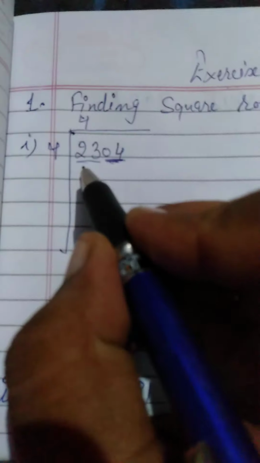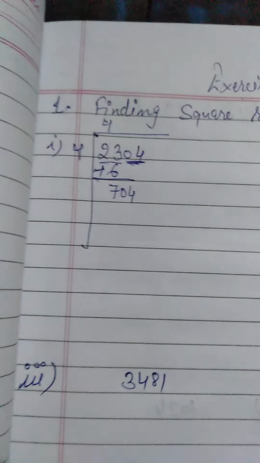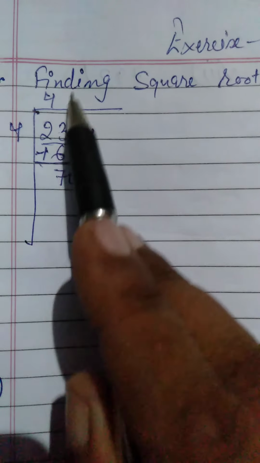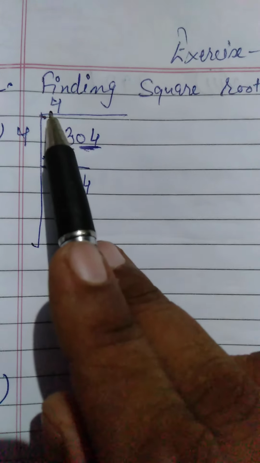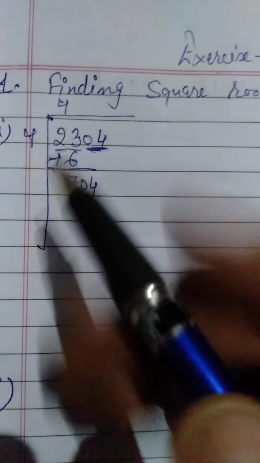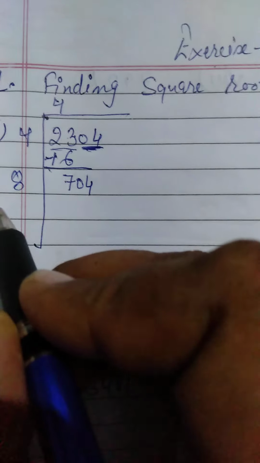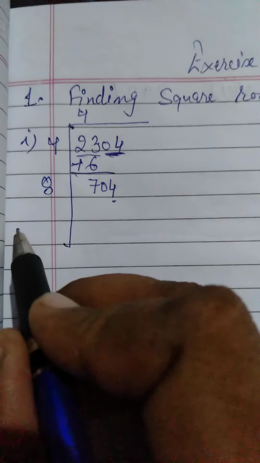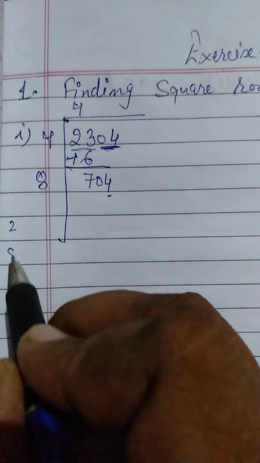So 4 4s are 16, students, and when you subtract it you get 7, and a pair will be forwarded. In the square root you will forward the pair. Now take the double of this answer. Any number you get here, you will write the double here, right? So 4 is here, so you will write here 4 2s are 8, right? Now here is 4, so 4 can come by 2 4s are 8 and 8 8s are 64.